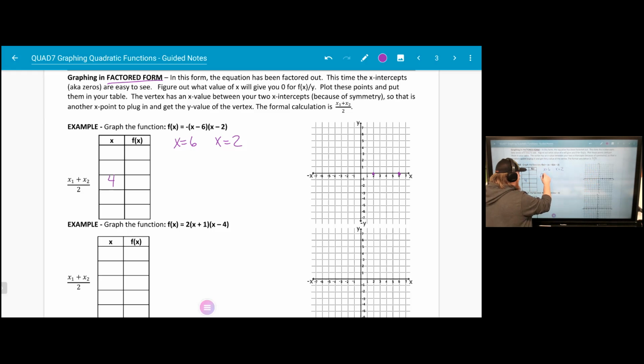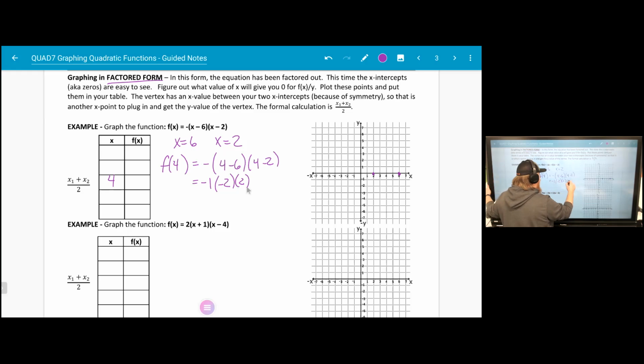The value of the function, because we need a y coordinate in here too. -1 times (4 minus 6) times (4 minus 2). Well, this is like -1 times -2 times 2. Well, -1 times -2 is 2. 2 times 2 is +4. So (4, 4) is our vertex. Now this one looks like it's going to open down. Would that make sense? Well, yeah, because our a is -1. So this is all making sense, right?